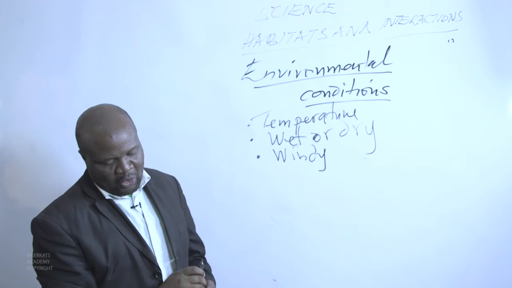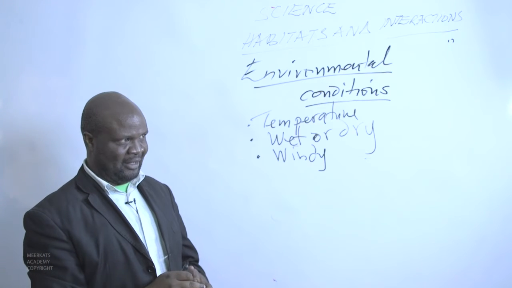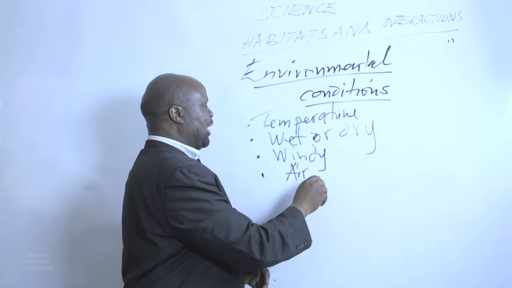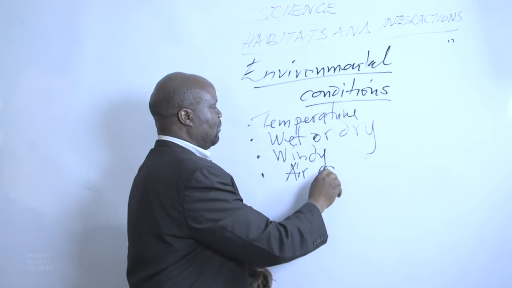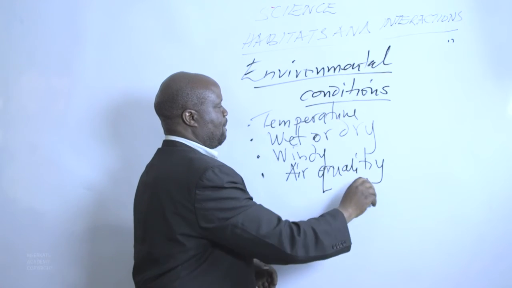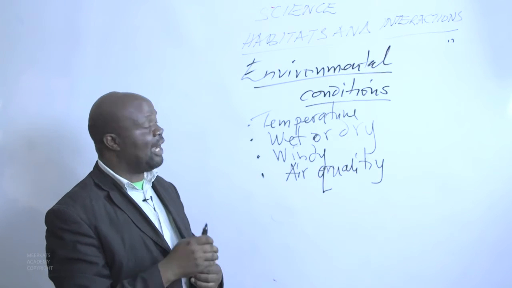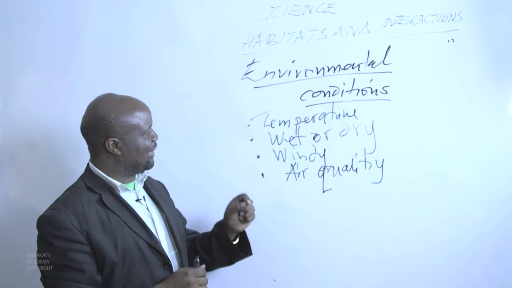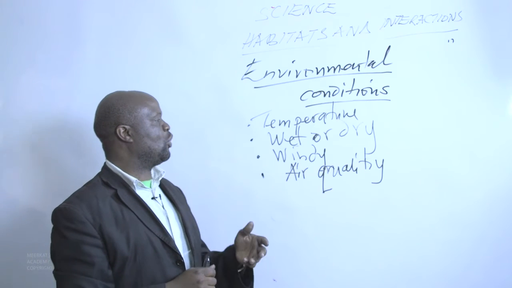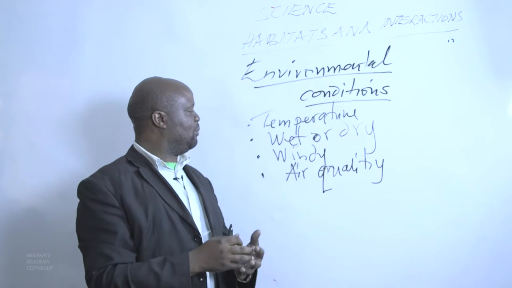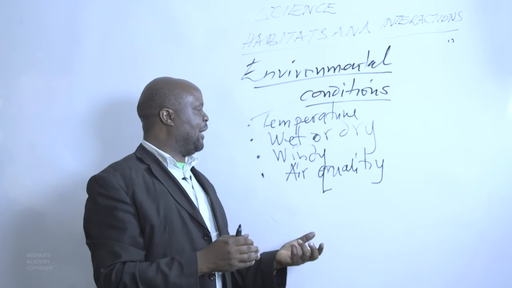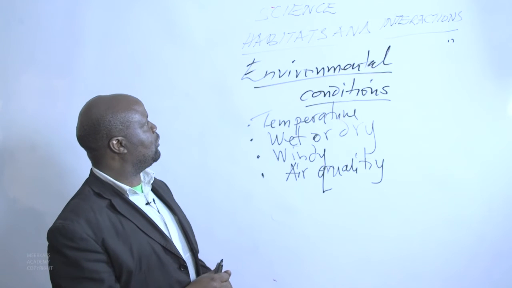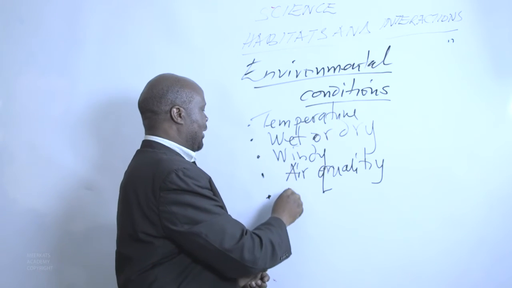And also the quality of air that is present in that particular area. Not just air, but the air quality. You might have air, but not with enough oxygen that is important for the existence of a particular organism in an area. So when we talk of quality of air, there are some organisms that can do well where there is enough air, others cannot. And apart from the quality of air, another important environmental condition is water.